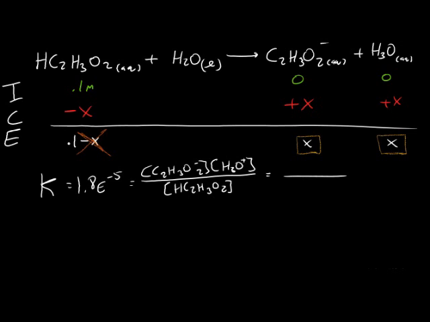Both of my products are just x, so I can write this as x times x. And on the bottom, I no longer have to write the 0.1 minus x, I can just say 0.1. If I rewrite this equation, now I have 1.8 times 10 to the negative 5th equals x squared on top and 0.1 on the bottom. The reason why this is important is because this form of the equation is much easier to solve than the problems we did previously. Our previous problems oftentimes used the quadratic formula, and for this question, this won't be necessary.